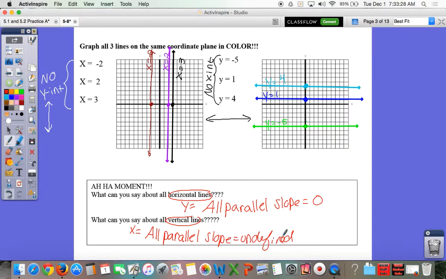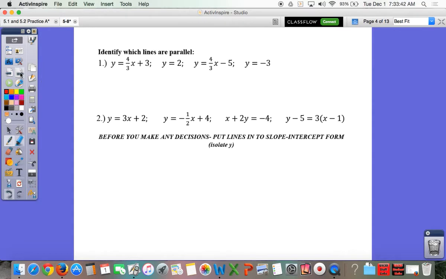The sign for parallel is 2 lines. This means parallel. So instead of writing parallel, you can just use those 2 lines there. So you can look at equations and be able to tell if they're parallel as well. The way that you do that is you have to first make sure they're in slope-intercept form, y equals mx plus b. So you can look at their slopes.